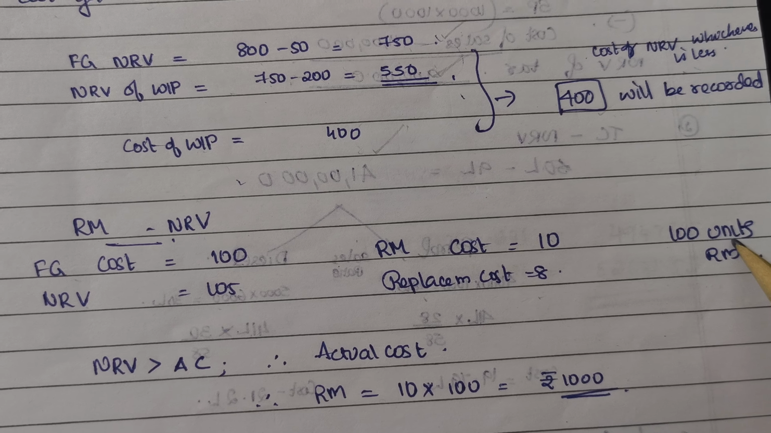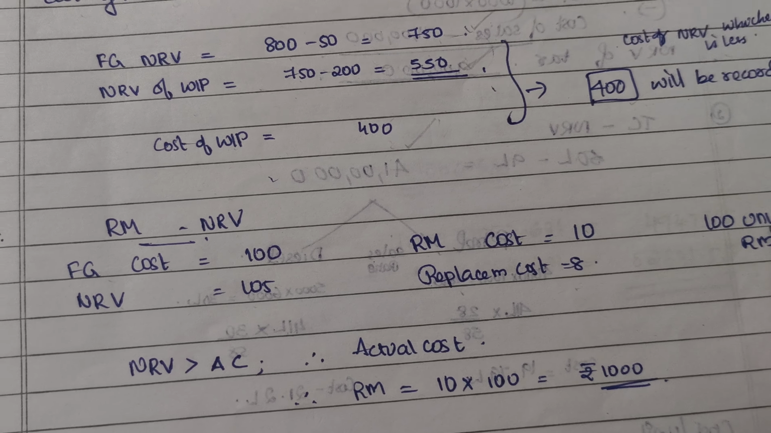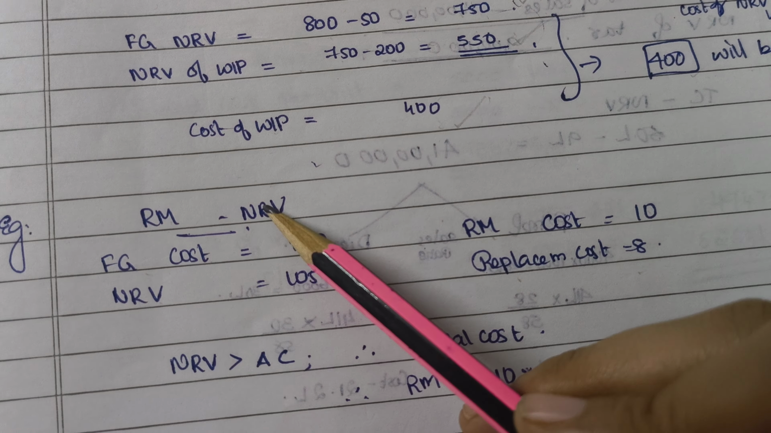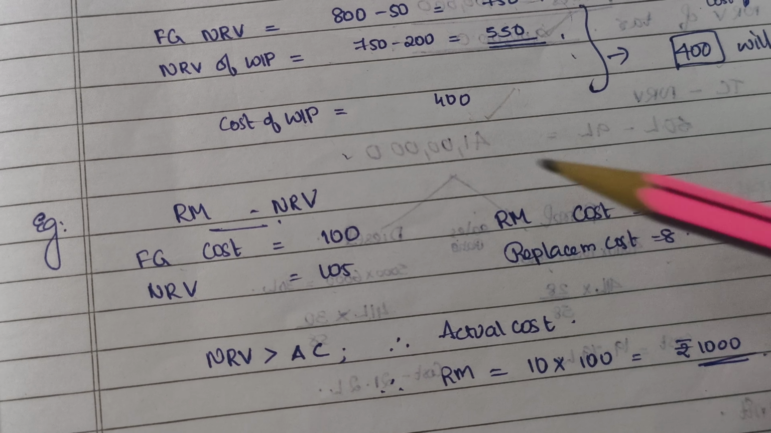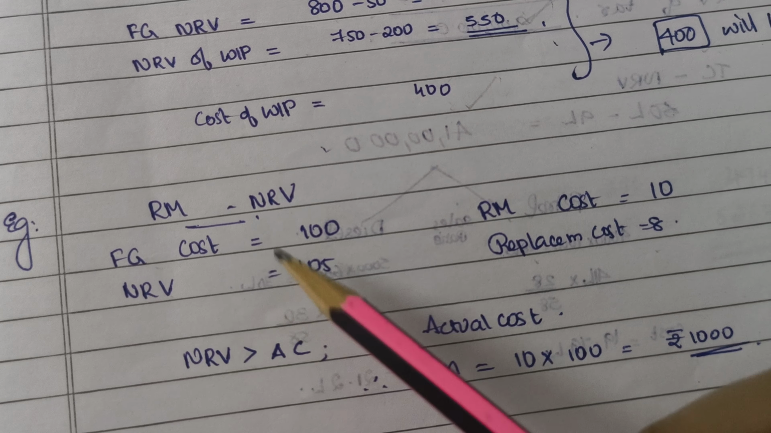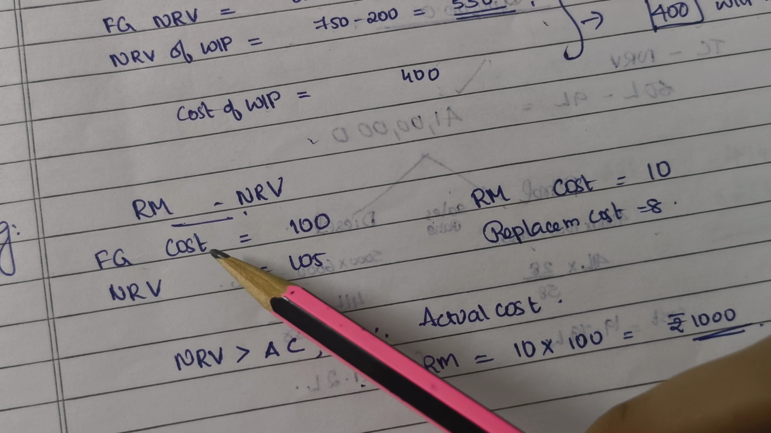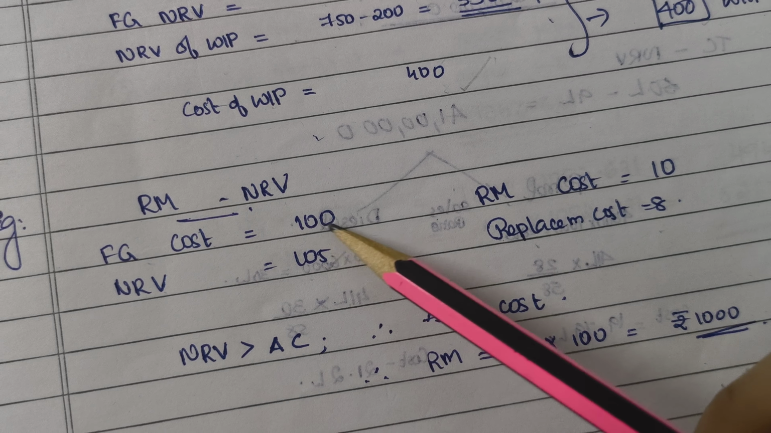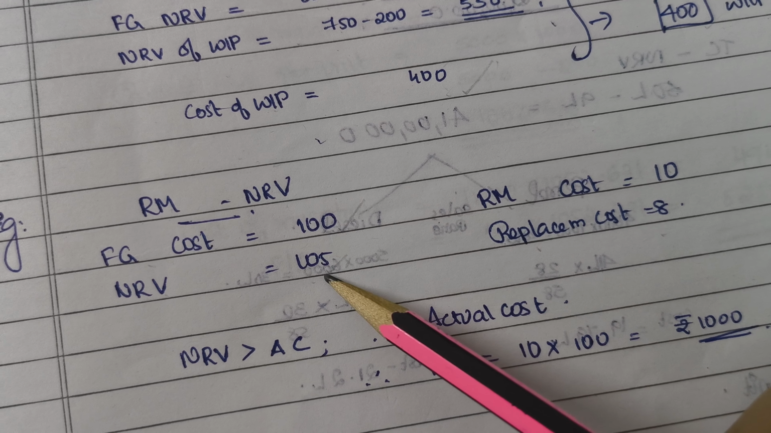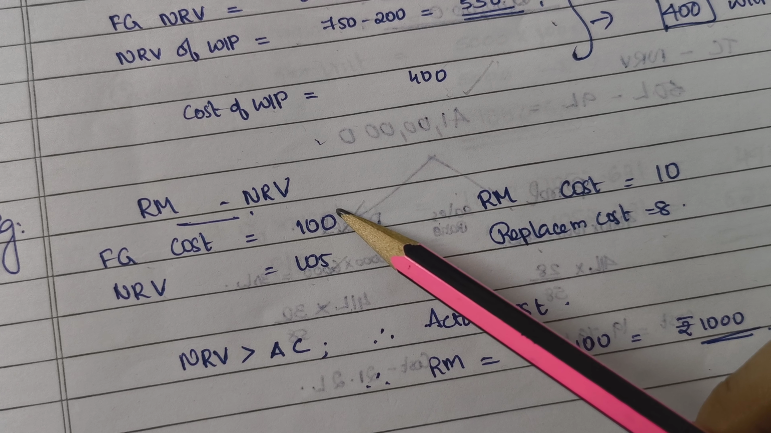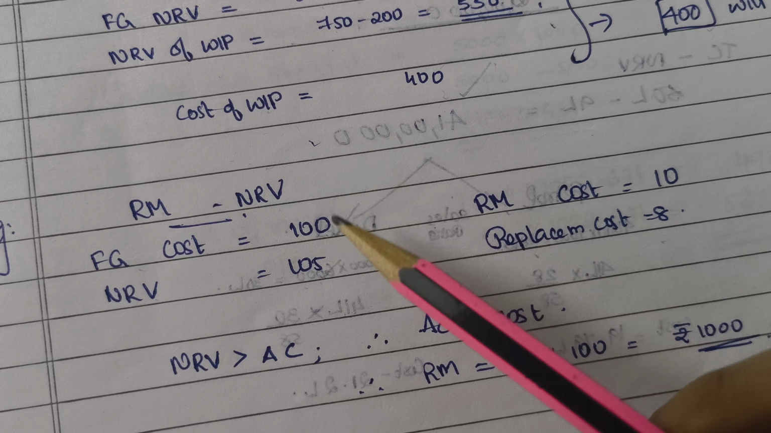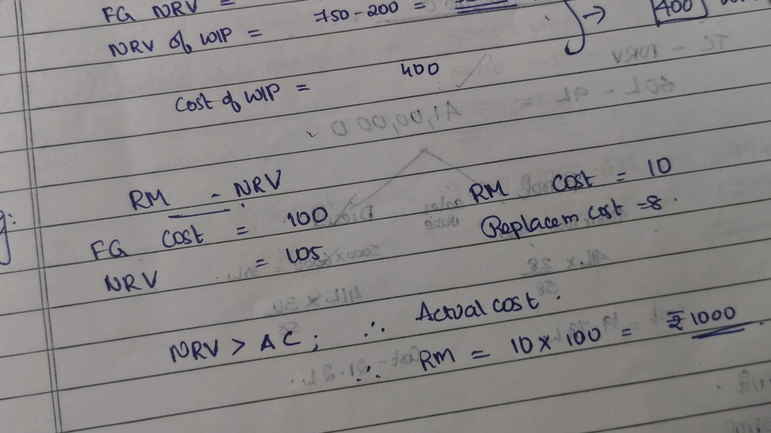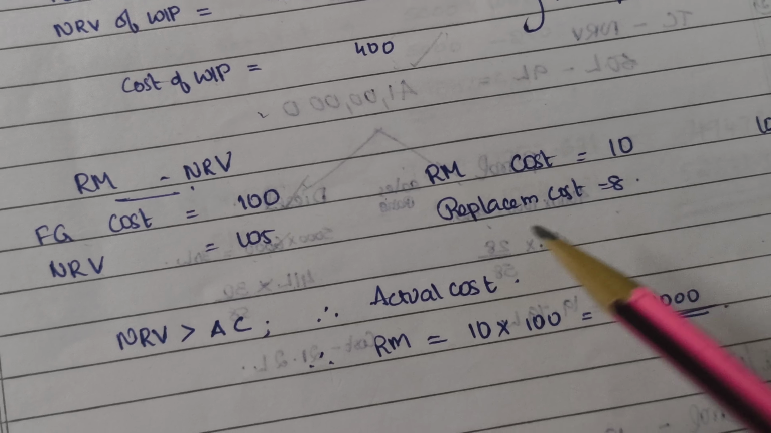And the total units of raw material is 100. So how will we find the NRV of raw material? We have to see whether the NRV of finished goods is greater than cost. So let's see what the NRV of finished goods is. 105. It is greater than cost. If the NRV of finished goods is greater than cost, we will value the raw material at whichever is less, cost, right? We will value the raw material at cost.